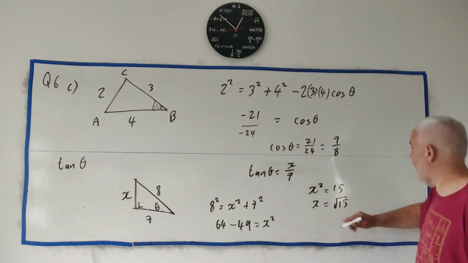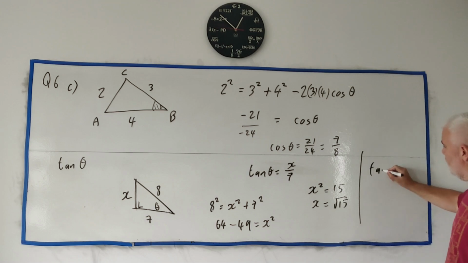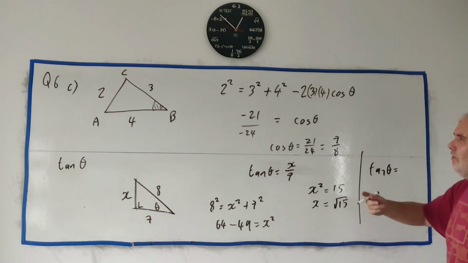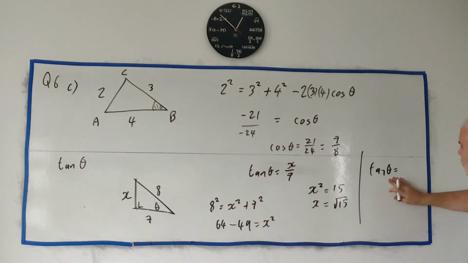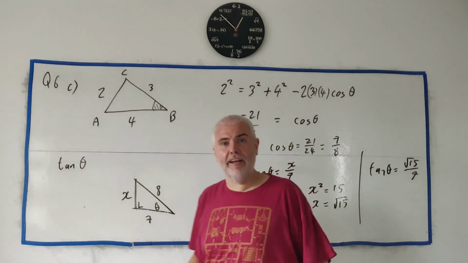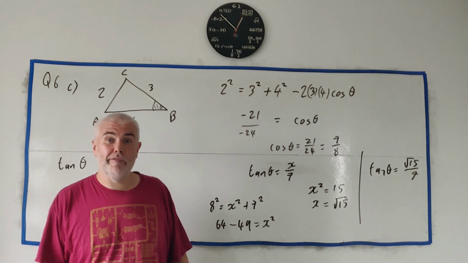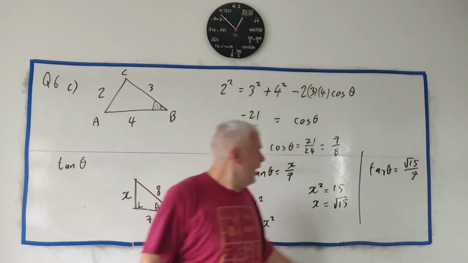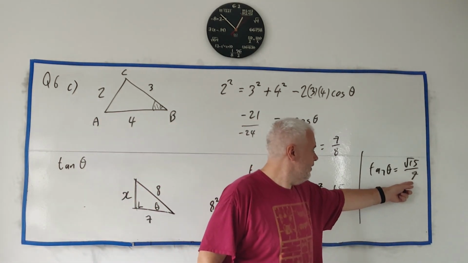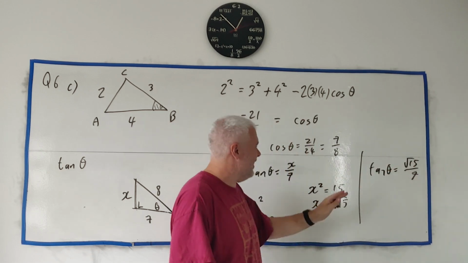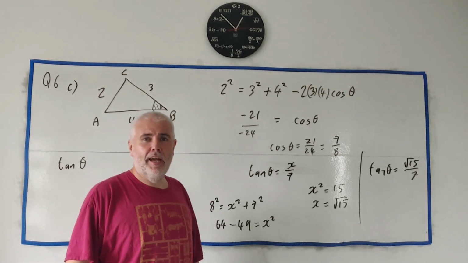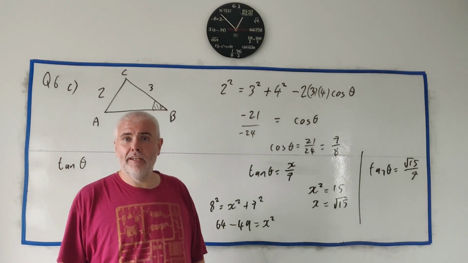The final answer then is tangent of theta, or whatever they asked for. They won't mind, you just write in theta, is equal to square root of 15 divided by 7. And I think they were happy with it in that form. Let's see, they wanted square root of n divided by m. 49 doesn't go into 15, so we can't get it any simpler than that. And that's the answer to that question.